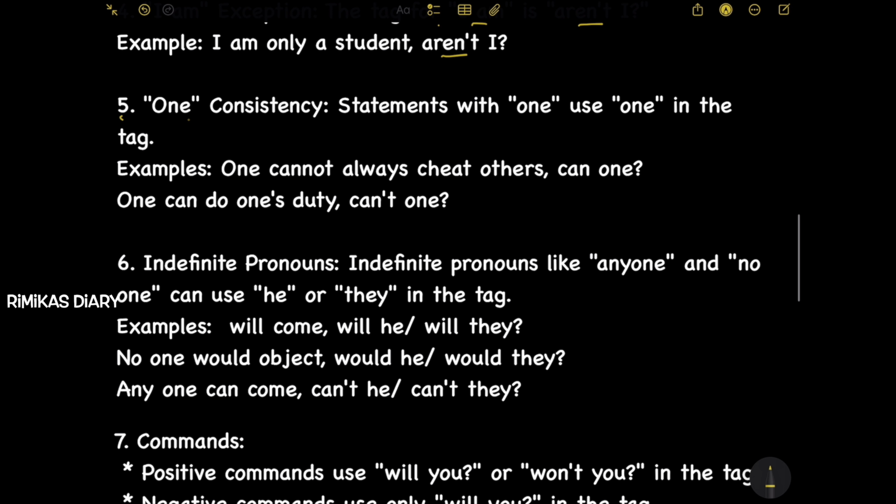Fifth rule, one: consistency. Statements with one use one in the tag. Examples: one cannot always cheat others, can one? One can do one's duty, can't one? There's one in the statement and one in the tag.